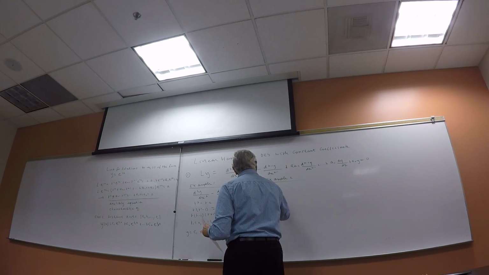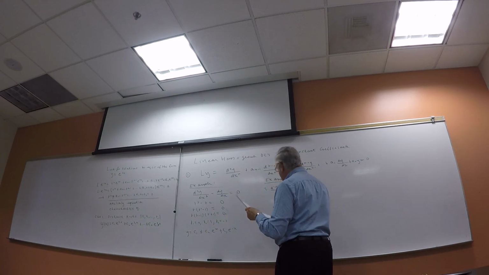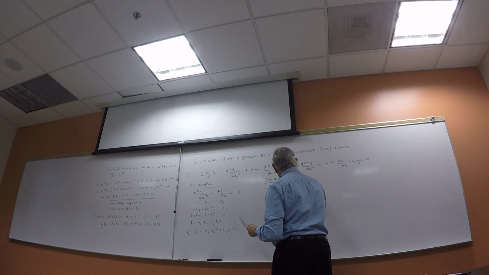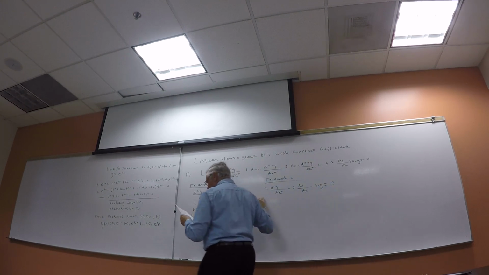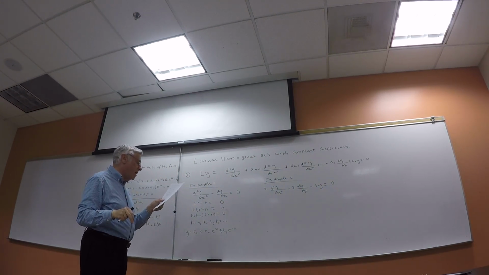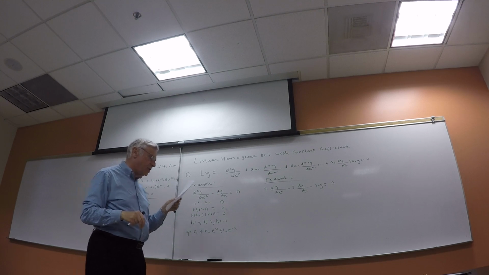This is a second order equation. 2 times the second derivative of y with respect to x. Okay, that's 2y double prime. Minus 5 times the first derivative, minus 5 dy dx. Minus 3y equals 0. So we have 2 times the second derivative with respect to x, minus 5 dy dx minus 3y is equal to 0.